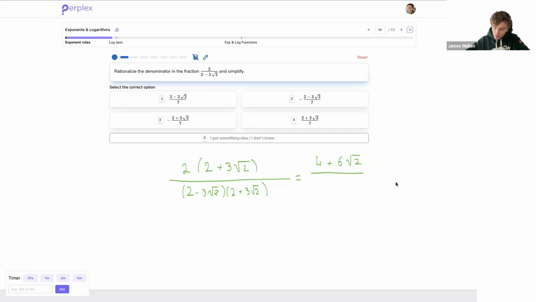Okay, so that's going to be 2 squared minus 9 times 2, that's 18. So this becomes 4 plus 6 root 2 over negative 14, because I have the 2 squared, 4 minus 18. All right, and if I want to simplify that, I'll factor out 2 from the numerator and denominator, and I'll put the negative in front. So negative 2 plus 3 root 2 over 7. Okay, so that's option number 3.